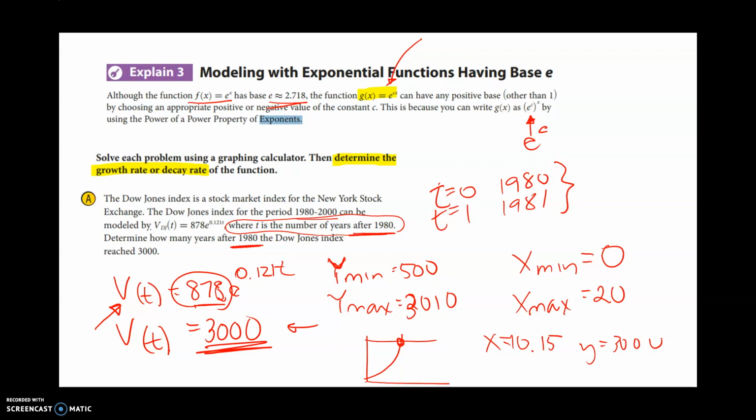So it says determine how many years after. Well, it's 10 years after, isn't it? If 1980 is t equals 0, or x equals 0, then x equals 10 means 10 years after 1980, the Dow Jones Index will be 3,000. Now we're modeling here, guys. Modeling is done to be able to predict. Based on what's happened in the past, can we predict what's going on in the future?